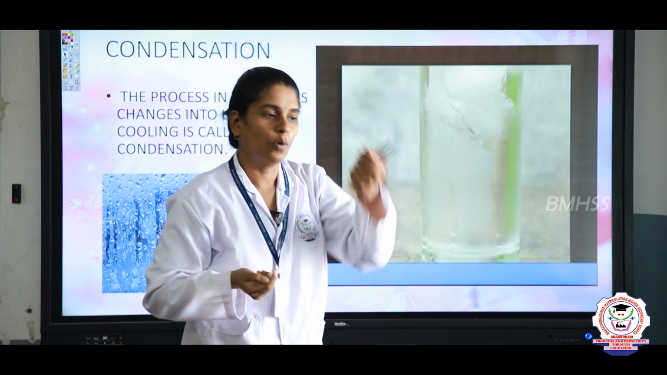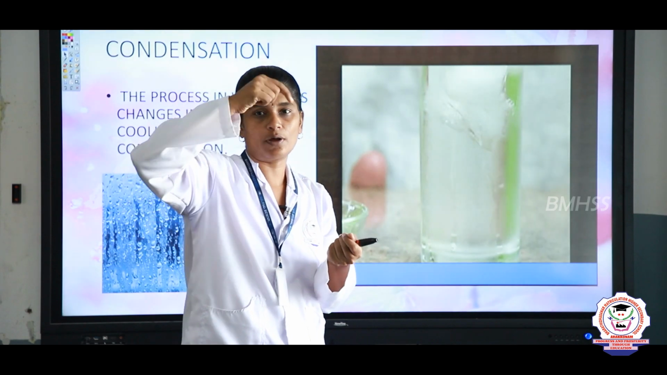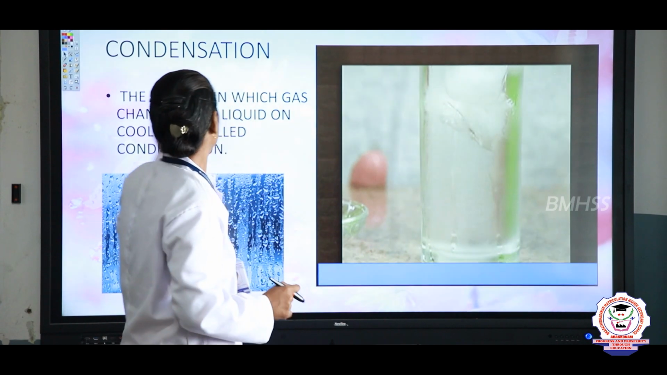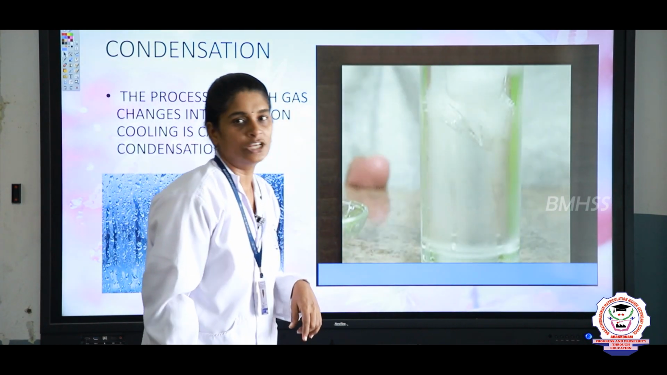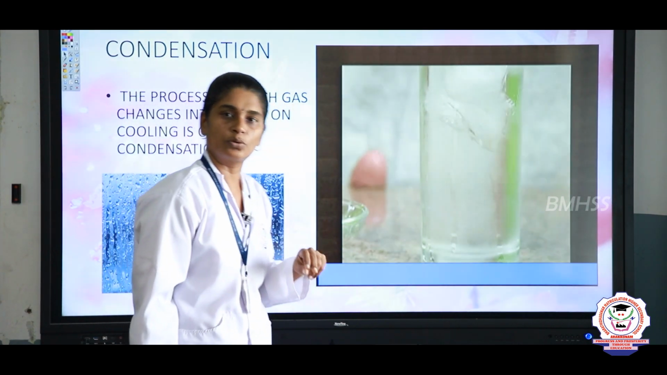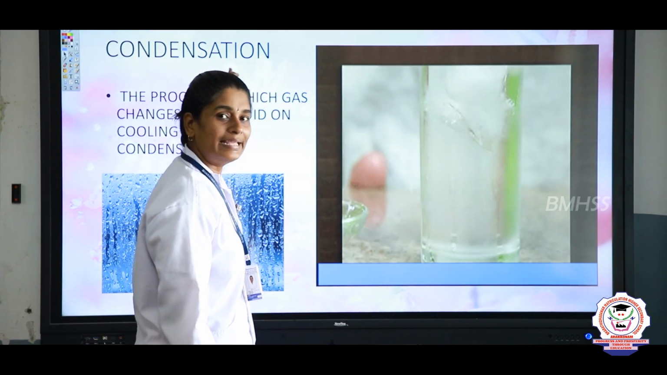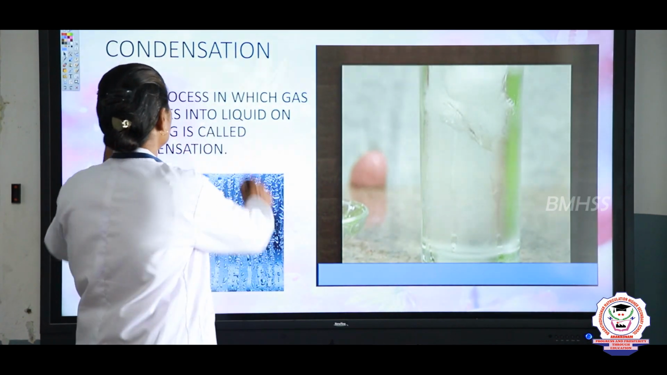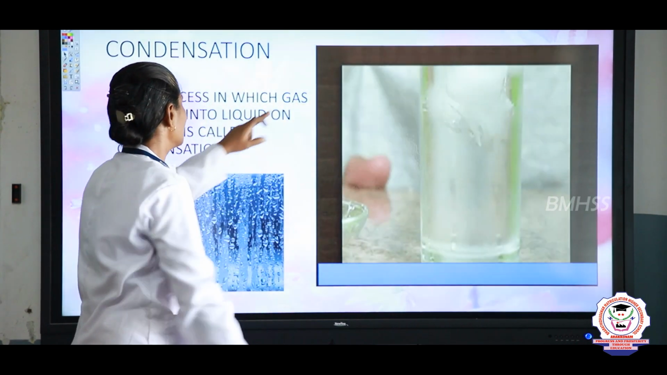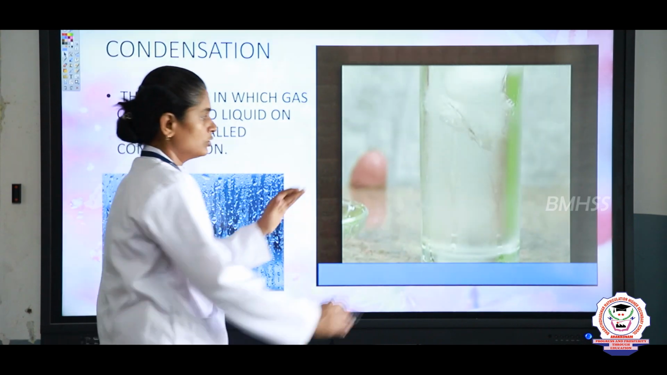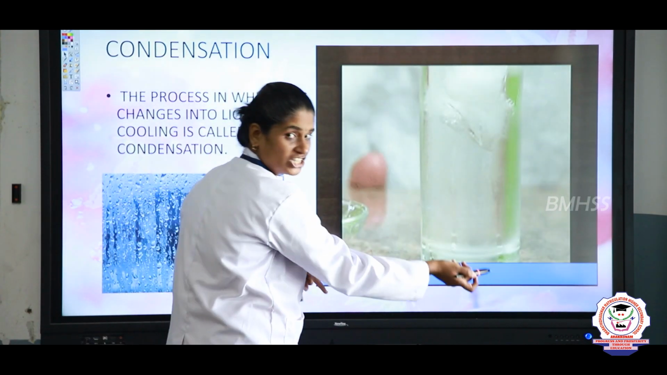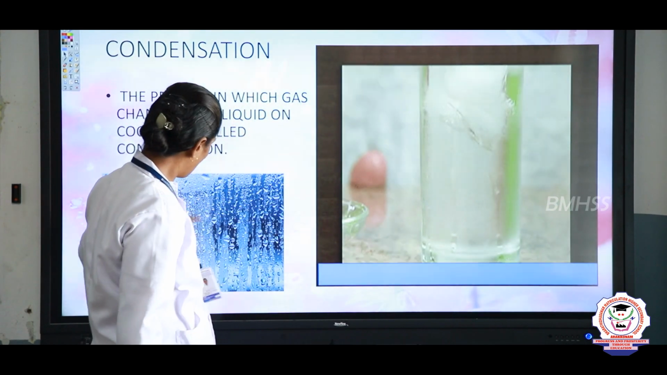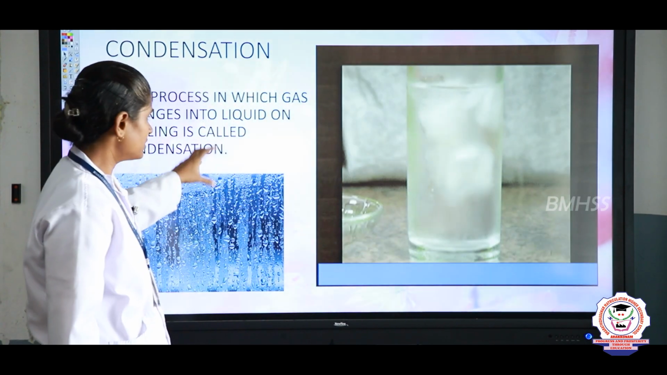So that's why when you open and look at the plate, you can see some tiny drops, right? So it means there is some process going on, for example, condensation. CONDENSATION, condensation. So what is condensation? The process in which gas changes into liquid. On cooling, the gas is changed into liquid, the water vapor is changed into water. So you can see the water, right?